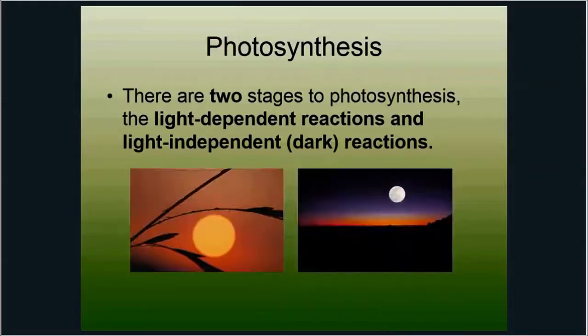So there are two stages of photosynthesis, the light-dependent reaction and then the light-independent reaction, also known as the dark reaction or the Calvin cycle, because the scientist that discovered the Calvin cycle, well, that was his name, Calvin. When you think about photosynthesis, I want you to break the word into its two parts. Photo, meaning light, and synthesis, meaning to make.